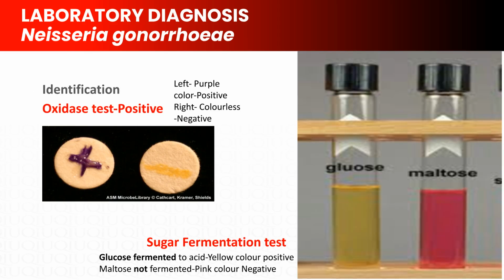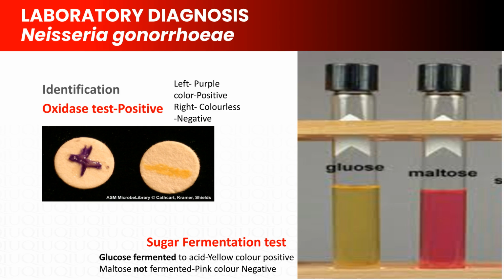Once we've grown colonies that we suspect are Neisseria gonorrhoeae, we need to confirm their identity. The oxidase test is the first and quickest confirmatory test we perform. All Neisseria species are oxidase positive, but it doesn't distinguish between Neisseria gonorrhoeae and other Neisseria species, including the commensal Neisseria species that normally inhabit the throat and genital tract. So we need additional tests.